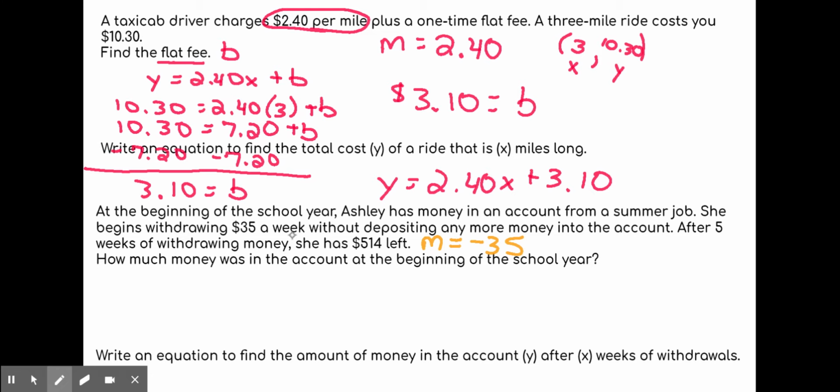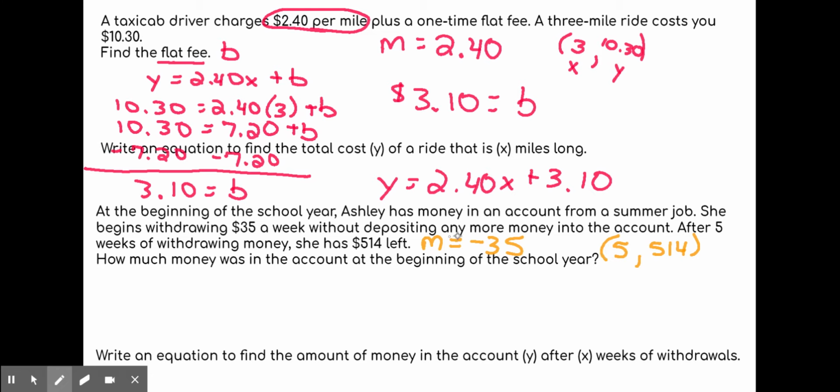Okay, so there's the slope. Now we need a point. Look at the problem and figure out what the point of the line that we know is. Okay, so they told us that after 5 weeks, she has $514 left. So her balance depends on how many weeks it has been, right? So the balance is the dependent variable. That's why 514, and it has been 5 weeks.